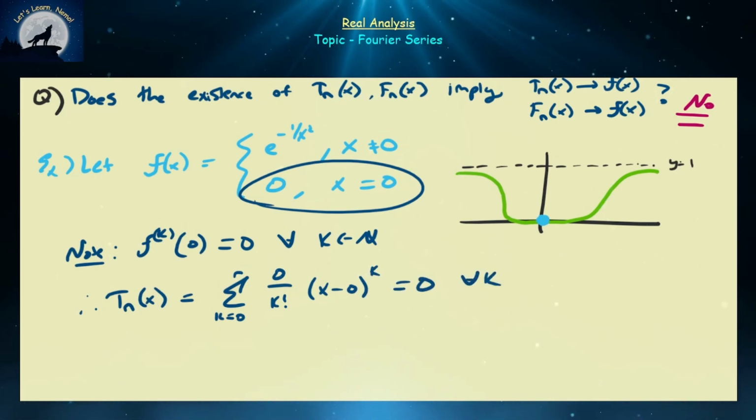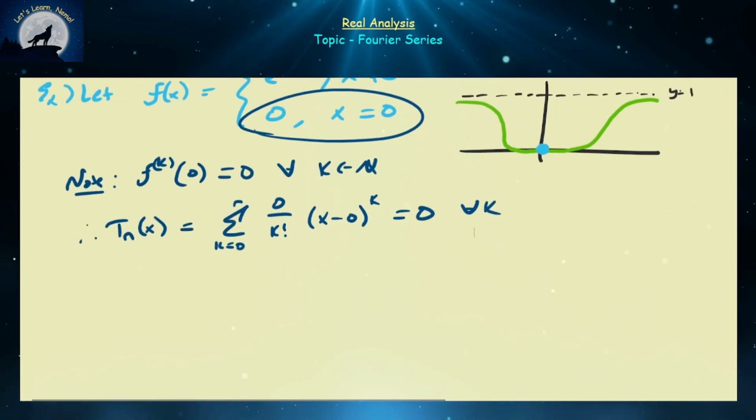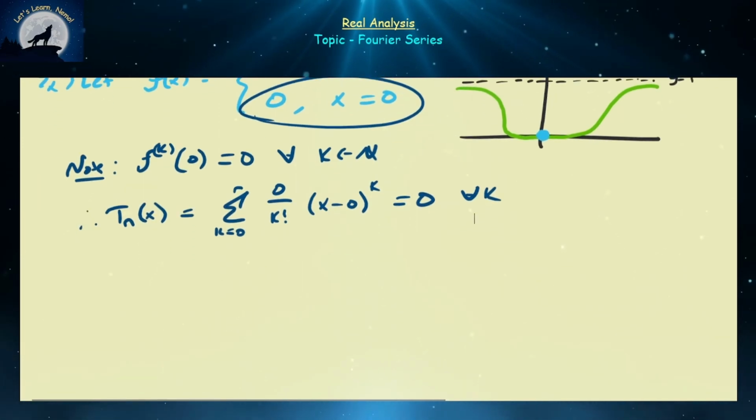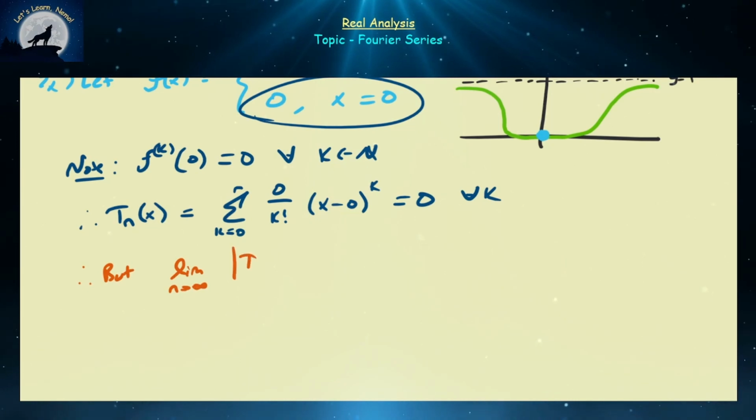All right, so that's kind of boring, I guess. So does this function converge to the original function? That should be an obvious no. So let's just formally state that. If we take the limit as n goes to infinity of T_n(x) minus f of x, that's just going to be equal to what?